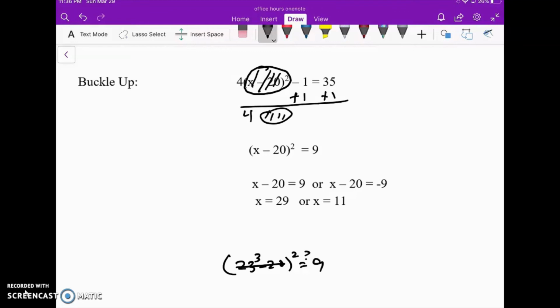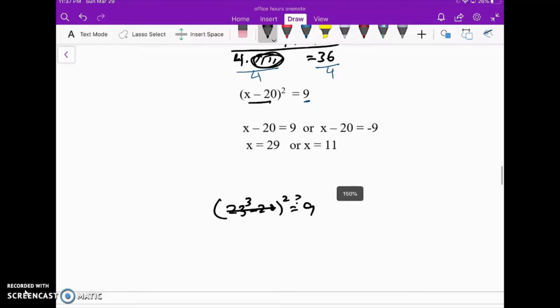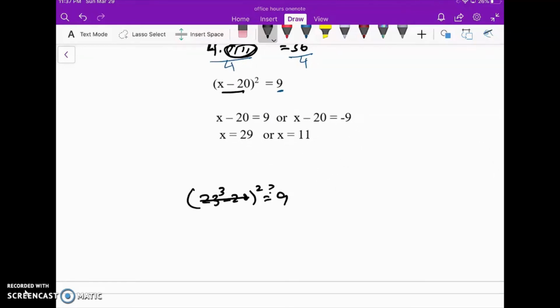We have 4 times these things equals 36. This says 4 times the thing in parentheses squared. Divide both sides by 4. And 36 divided by 4 gets us this 9 here. And now I have to worry again about what was in the circle. So what was in there again? It was x minus 20. So x minus 20 squared equals 9. Almost done. Now we're ready for the square roots.